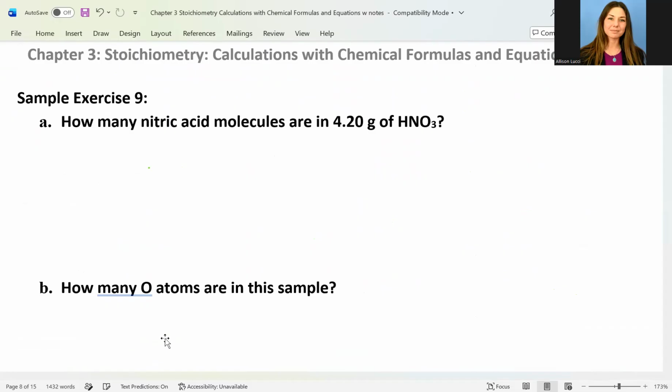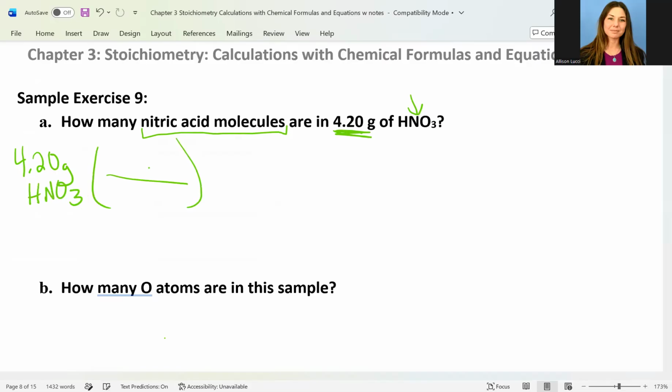And there's one more sample exercise that is very similar. So we'll take a look here at how many molecules are in a certain mass. So these are similar in the sense that we may need molar mass to use as a conversion factor to get to moles of our substance before we can convert to molecules. So I already have the molar mass for nitric acid. So let's set this up, starting with what we're given, 4.20 grams of nitric acid, HNO3. The molar mass: we have 14.01 plus 3 times 16 plus 1.01. That gives us our molar mass of 63.02 grams for 1 mole of HNO3.